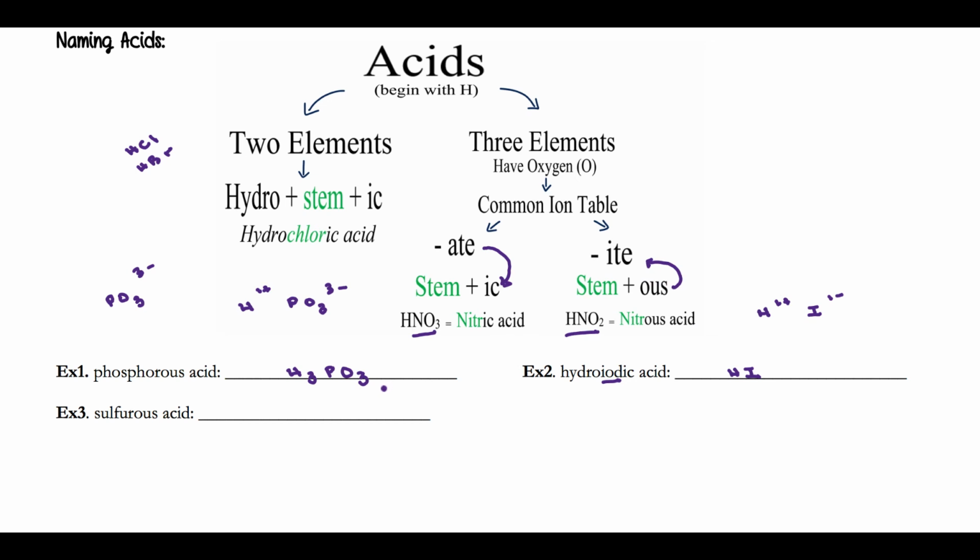So if I have an OUS ending, I know I have a polyatomic ion and I know that it has an ITE ending. So I'm going to have hydrogen and I'm going to have sulfite. Remember, sulfate is SO4, so sulfite is SO3 because I lose 1 electron. And I'm going to have a 2 minus charge. So when I cross my charges here, this is going to become H2SO3.